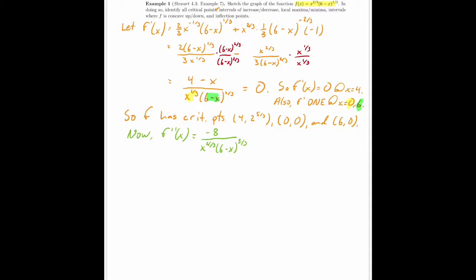that's the second derivative. And one interesting thing to note about this is that the second derivative does not equal 0 because the numerator never equals 0.